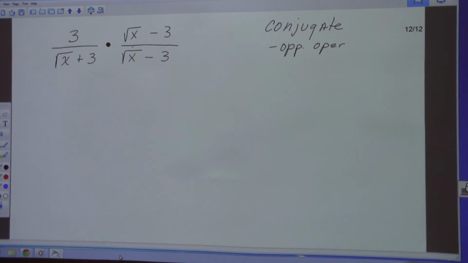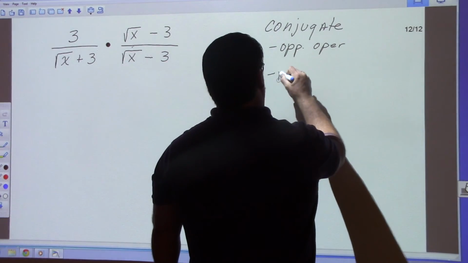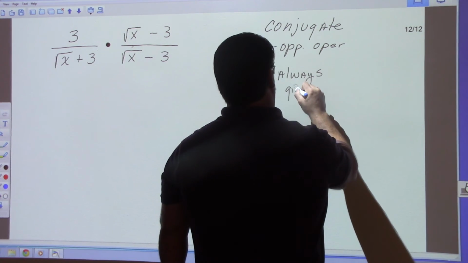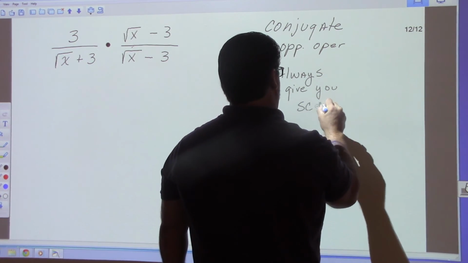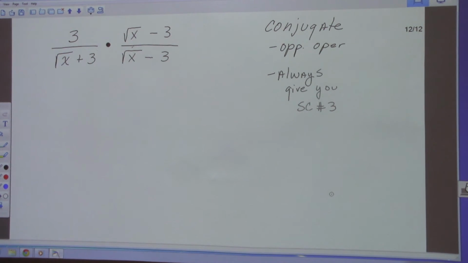Now, when you're using the conjugate, what will that always give you in the denominator? It will always give you shortcut number 3 in the denominator. These shortcuts are not going away. So if you're one of these people that went through algebra and did not learn the shortcuts because you wanted to use the FOIL method or the reverse FOIL method, then you better learn them because they're going to follow you all the way through Diffy Q.